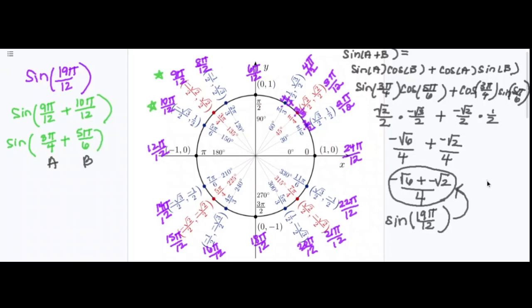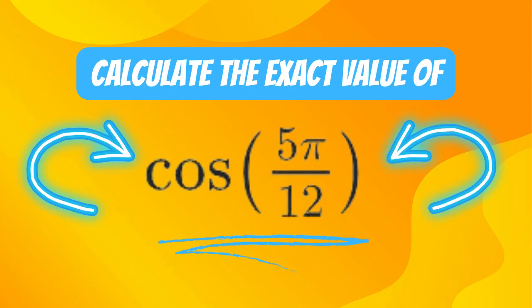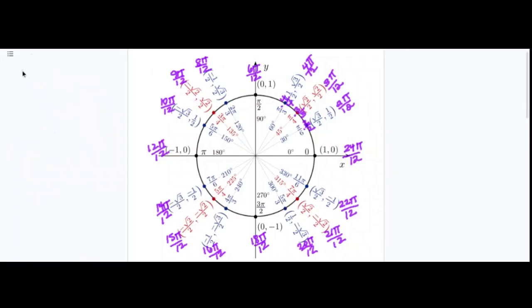Let's do another one. The next problem we're going to try is the cosine of 5 pi over 12. Again, we're going to reference this unit circle that has all of the radians written in twelfths, and we're trying to find two things that add together to give us 5 pi over 12 or subtract to give us 5 pi over 12. So take a moment to find something that works.